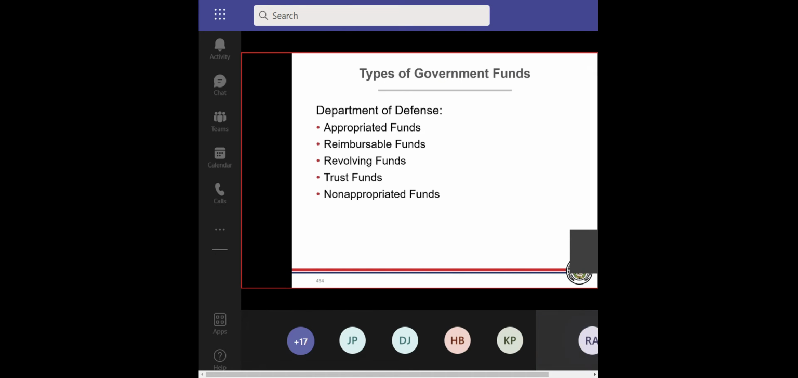I think, if I would do this again, I wouldn't call this types of government funds. These are types of defense funds, because it says Department of Defense. I don't know why they put government funds in there. That's something that should be changed. But what do we have? Appropriated funds, the most common type, appropriated. And we covered the 1 year, multi-year, no year appropriated funds. Then you've got reimbursable funds in DoD. That's where one DoD agency does reimbursable work for another agency.